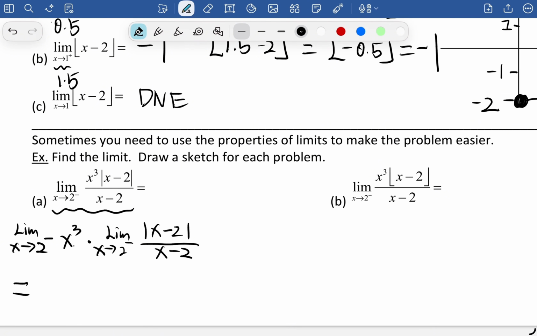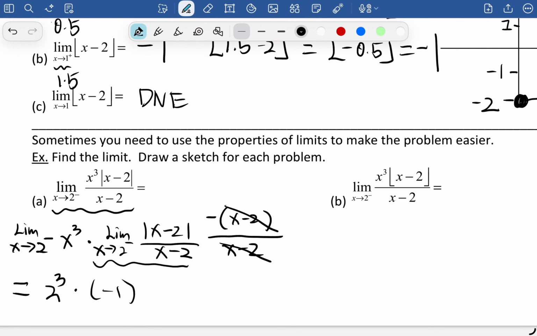Plug x equals 3 in, we get 2 cubed times, since it's approaching from the left side, we just have to put a negative sign here, and then we can take out the absolute value divided by x minus 2. Cancel it out, so the whole thing will be -1. So the value of this limit is -8.